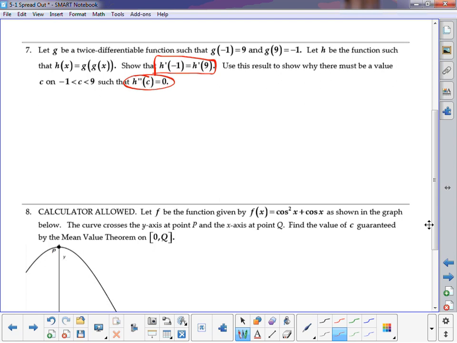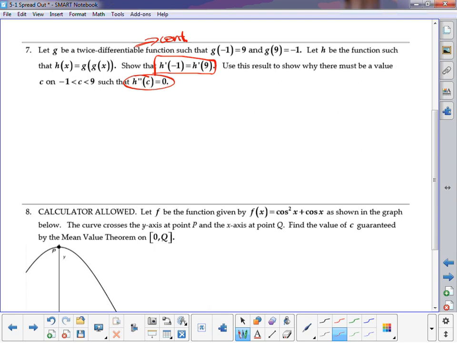First of all, they said that g is a twice differentiable function. Remember, if it's differentiable, it means that it's continuous. What twice differentiable means is that we can take the derivative twice. The first derivative and the second derivative both exist. So we know then that the original function is continuous as well as its first derivative, because the first derivative itself is differentiable, which means it's continuous.